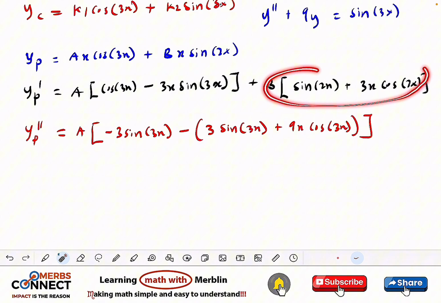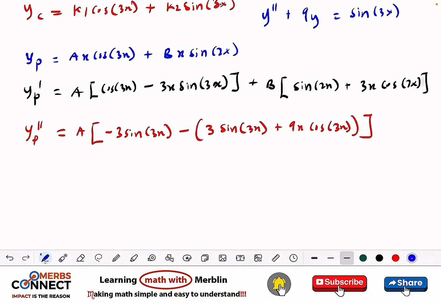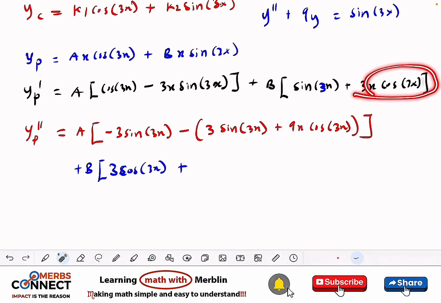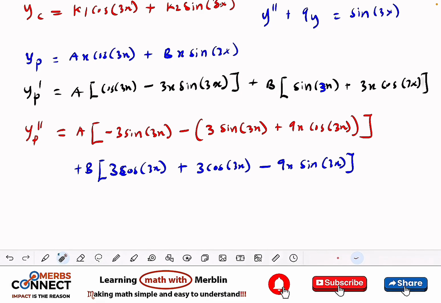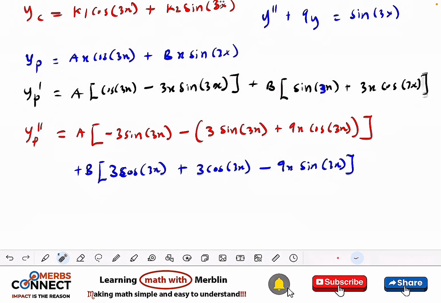So now let's get to the last term here. The last term there is going to be plus b. When I differentiate sine, I'm going to have 3 cos 3x, then plus, I do the same product rule here. I will maintain cos 3x and differentiate 3x. So I'm going to have 3 cos 3x plus, now this will be minus 9x sine 3x. Good. So this is y prime prime.